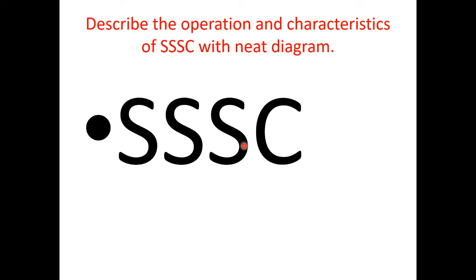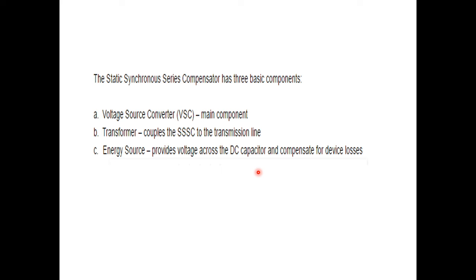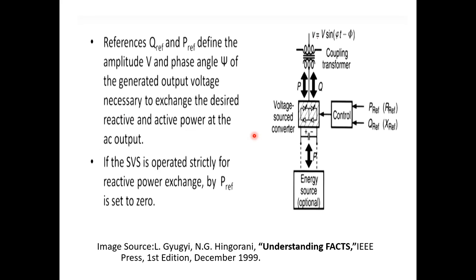And finally, we land upon SSSC. SSSC stands for static synchronous series compensator. There are three main components: VSC, transformer, and energy storage. Energy storage provides voltage across the DC capacitor and compensates for losses. The transformer couples the SSSC to the transmission line. The main component here is the voltage source converter. This is the particular diagram.